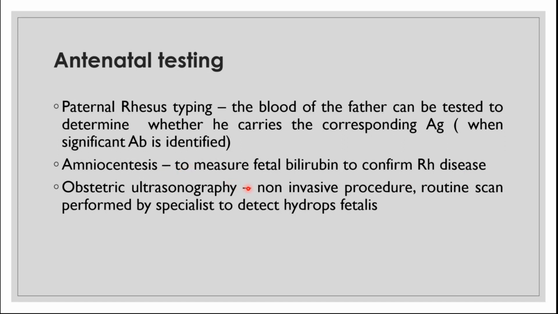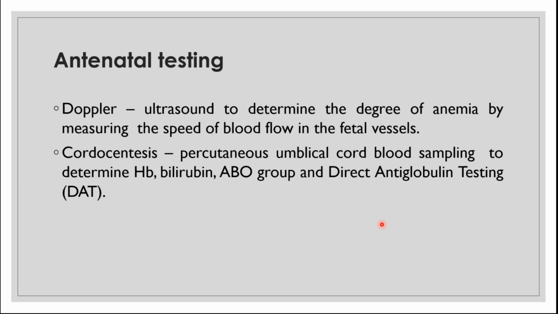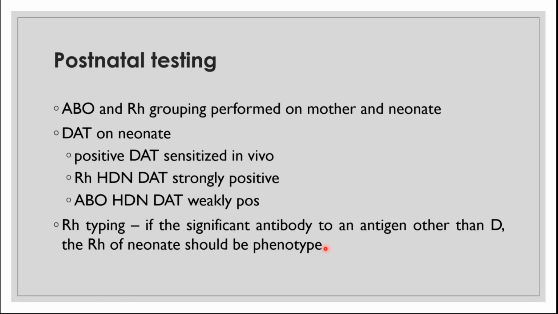Obstetric ultrasonography is a non-invasive, routine scan performed by specialists to detect hydrops fetalis. Doppler is an ultrasound to determine the degree of anemia by measuring the speed of blood flow in the fetal vessels. Cordocentesis is a percutaneous umbilical cord sampling to determine the hemoglobin, bilirubin, blood group, and direct antiglobulin testing.